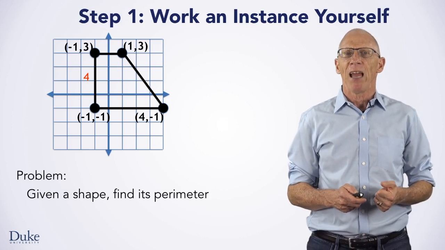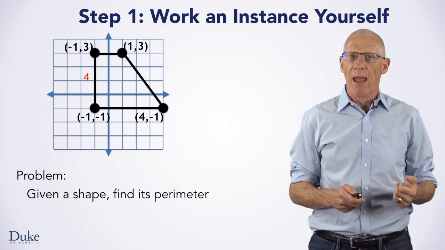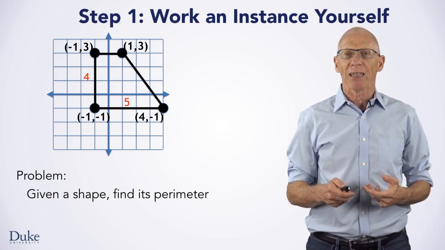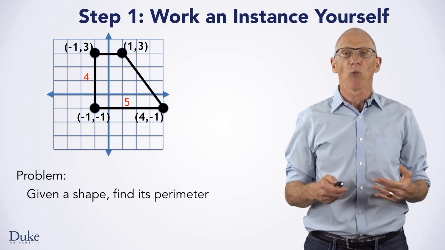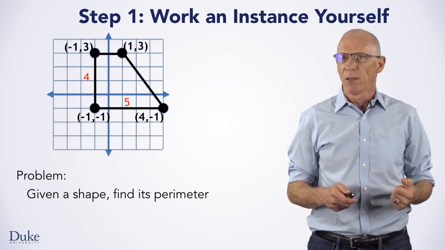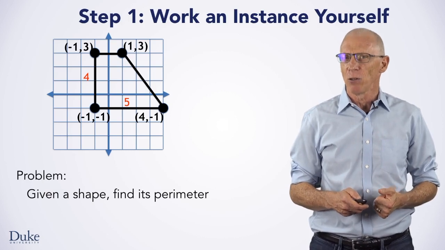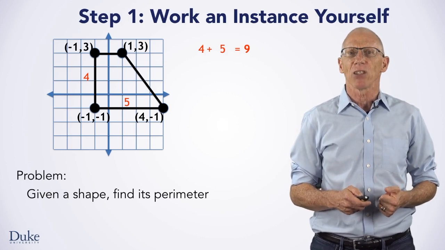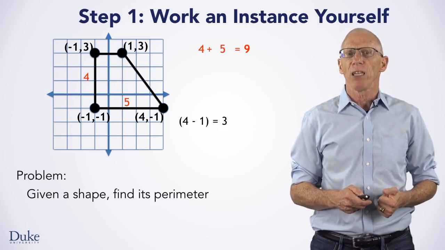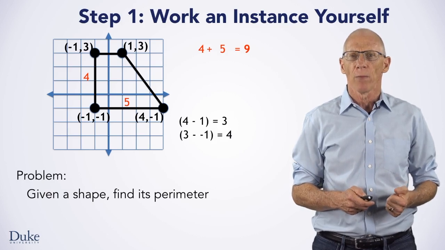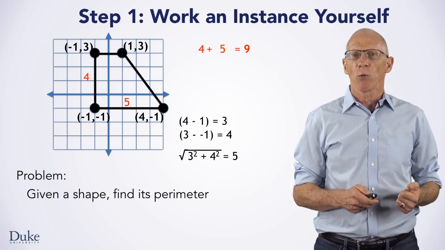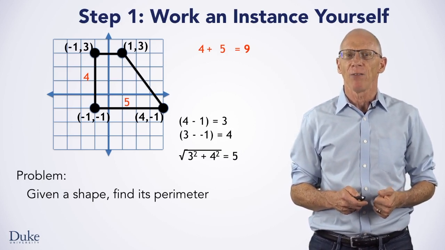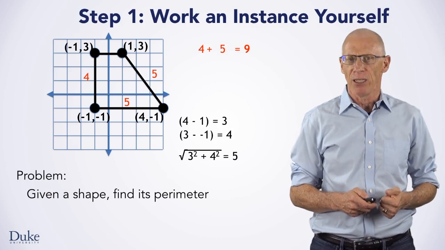This left edge has length 4, and this bottom edge has length 5. So we can add them together and get 9, the running total of our perimeter. The next edge is the diagonal, so we'll need to do a little bit of math. The difference in the x's is 3, and the difference in the y's is 4. The square root of 3 squared plus 4 squared, 9 plus 16 or 25, is 5. That's the length of this edge.